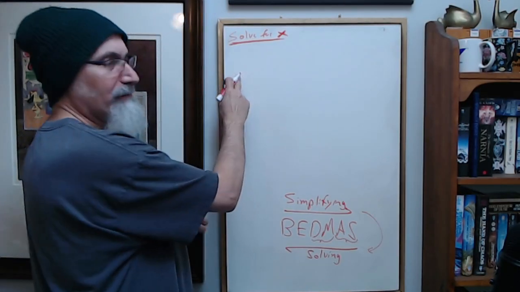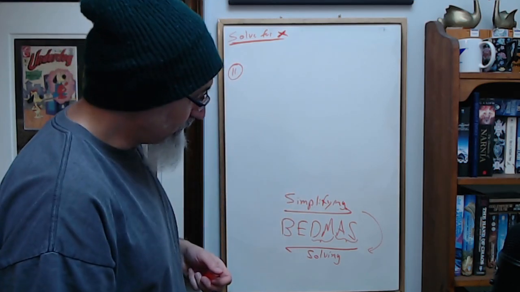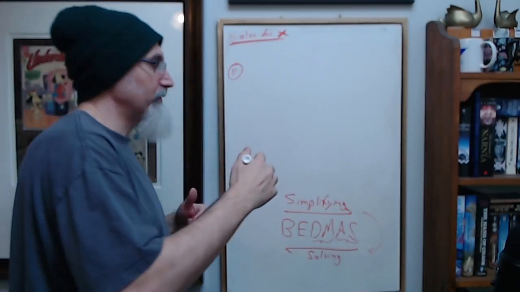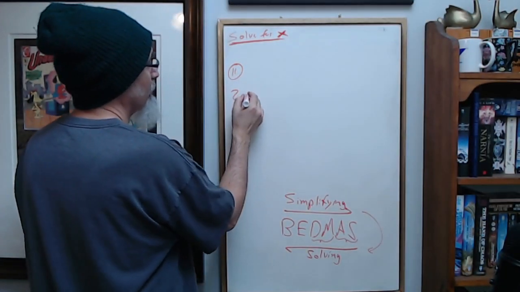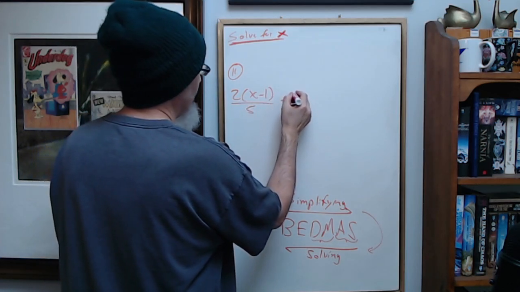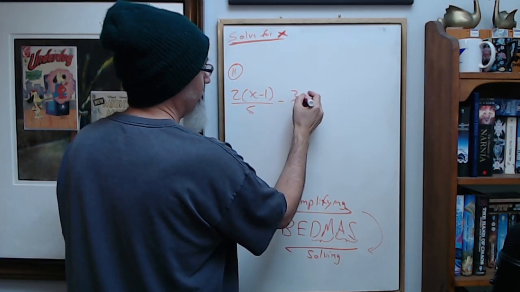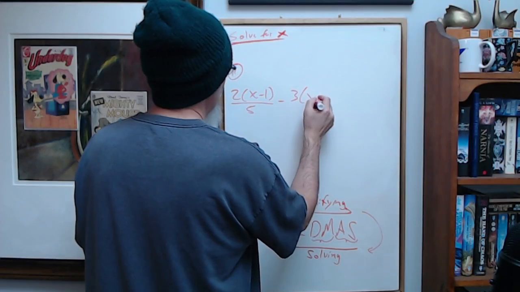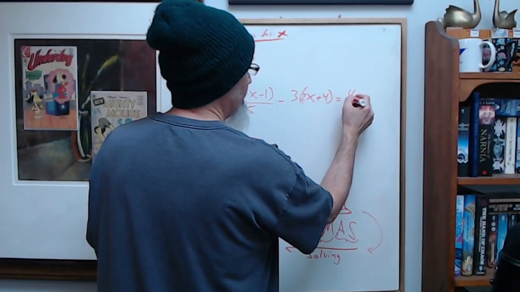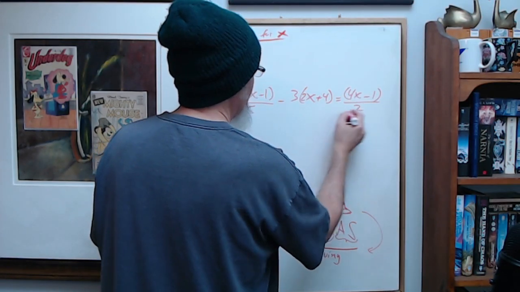Okay. What number was that? 10? 11? Let's do number 11. What are we going to add? Well, I'm going to make it more difficult. We're going to take a huge step forward. So number 11: 2 times (x minus 1) divided by 5, plus 3, minus 3 times (2x plus 4), is equal to (4x minus 1), all of it divided by 2.